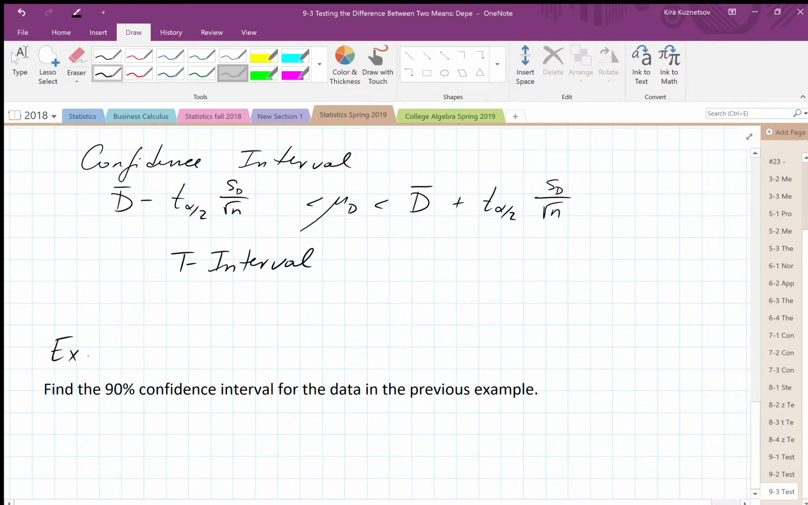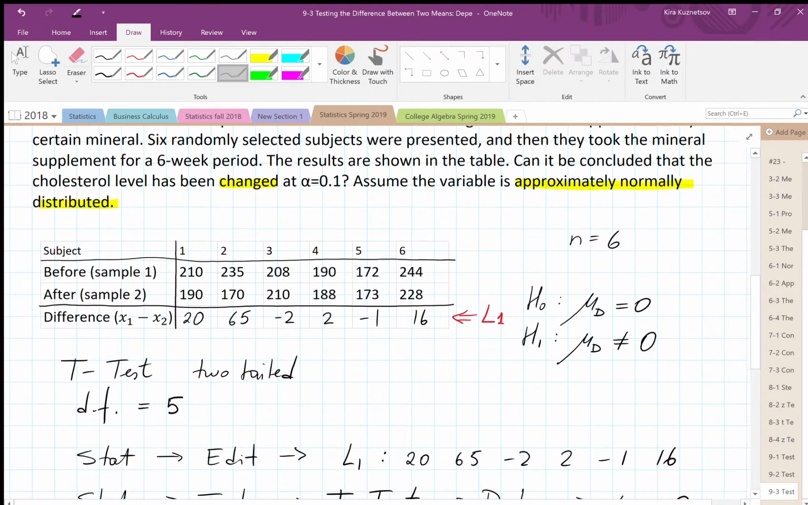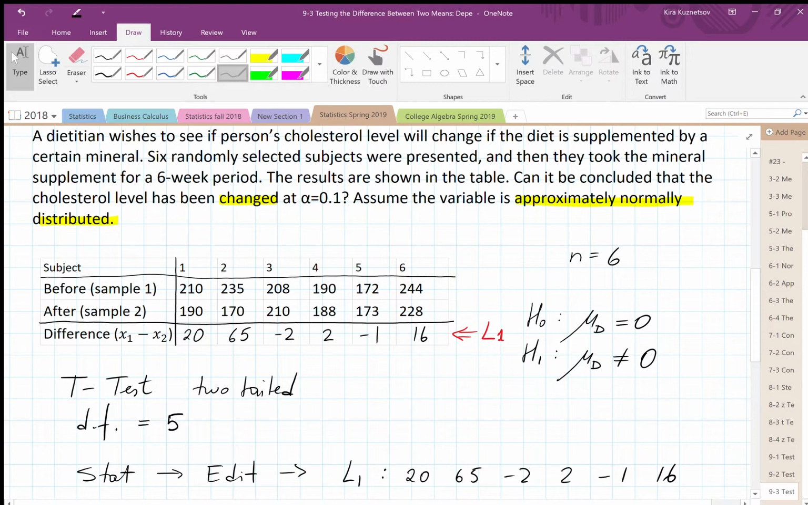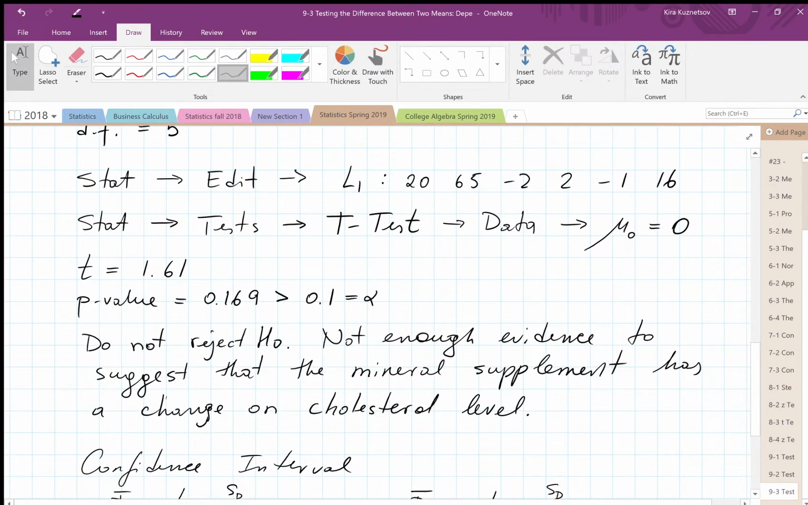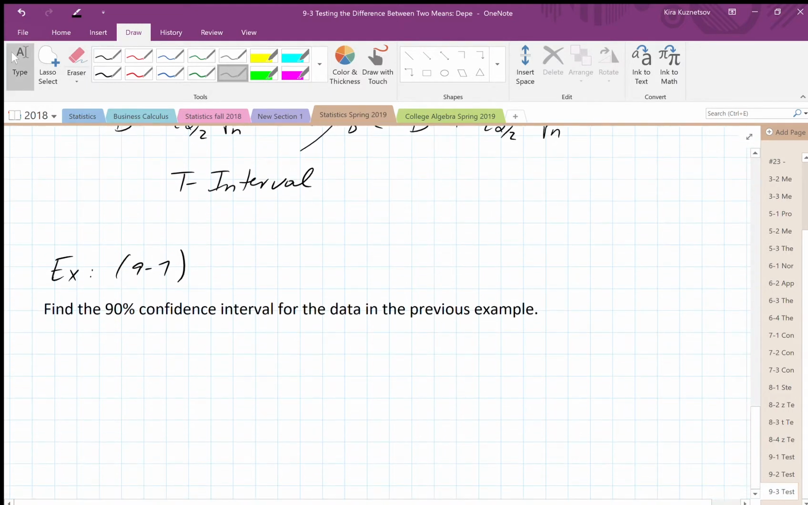So the example that I'm interested in discussing is the same 9-7 example. Find the 90% confidence interval for the data provided in the previous example. So I am interested in the cholesterol level to see, am I seeing any changes or not? Now, I already know that I did not reject the null hypothesis. There's not enough evidence to suggest that it actually changed the cholesterol level. My confidence interval should reflect the same conclusion as a two-tailed test.